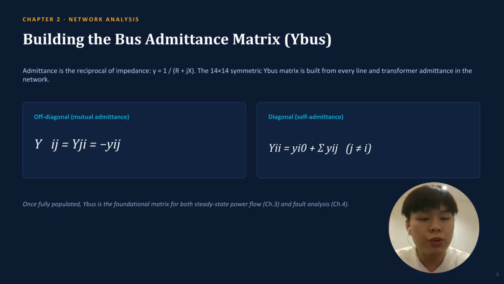Let me introduce you to some basic concepts when we do the network analysis. All these branch parameters we just discussed are combined to build our 14 by 14 bus admittance matrix, which we also call Y bus. Building this matrix is essentially a careful bookkeeping exercise. The off-diagonal terms represent the mutual admittance between connected buses, while the diagonal terms sum up everything physically connected to a single bus. Once populated, this Y bus matrix becomes the mathematical foundation for everything that follows, both the power flow results I will show you next and also Liang's fault analysis later in the presentation.